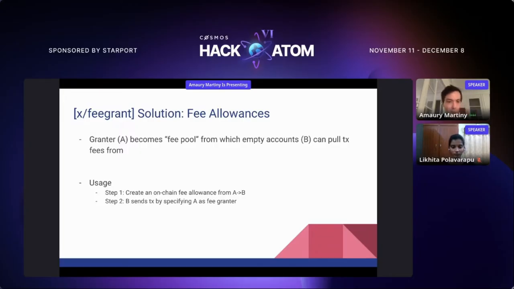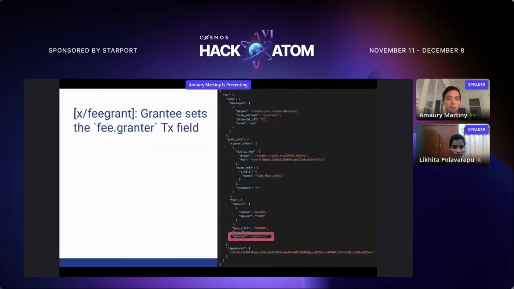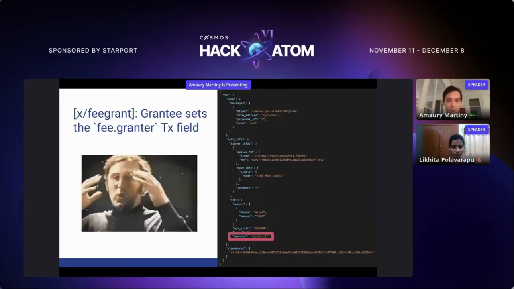Let's have a look at step two, for example. Imagine someone who doesn't have any funds who wants to send a message. Here we're sending a message vote in our TX. So the grantee says, I want to send a message vote, but I don't have any funds. And what I do is that in the fee.grantor field inside the TX, I'll put the address of the grantor. Since the grantor already on-chain has authorized the grantee to use the fees, the grantee doesn't need to have any fees. And so the grantee is able to send a TX without any fees, without any funds on his account. Mind blown.